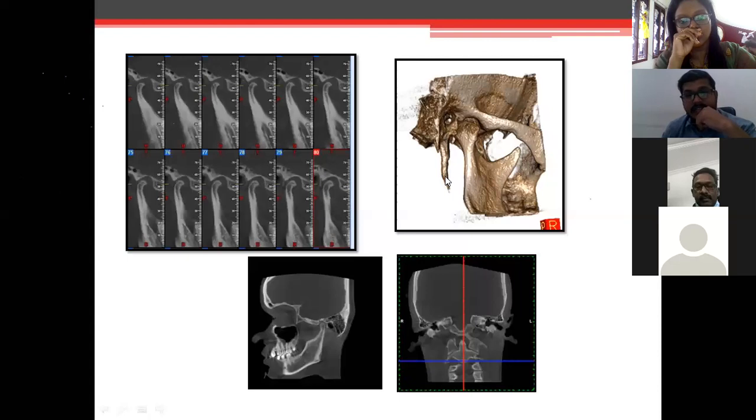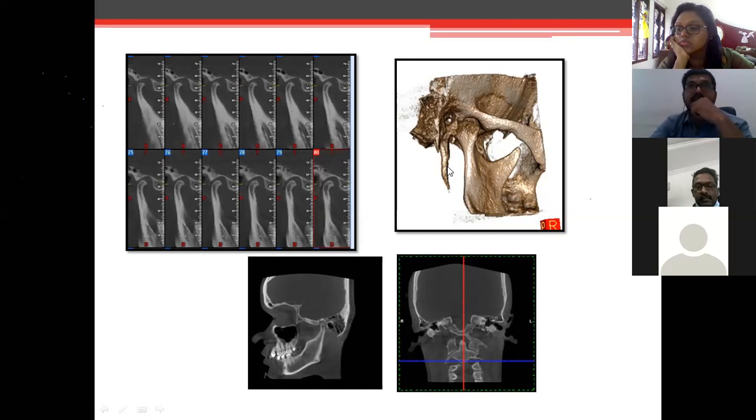You can see a long bone-like structure. This is the styloid process, the elongation of the styloid process. Sometimes the elongation of the styloid process will start impinging on the soft tissue. That will start pain when the patient turns the head. So all these things you can easily rule out by taking a CBCT.